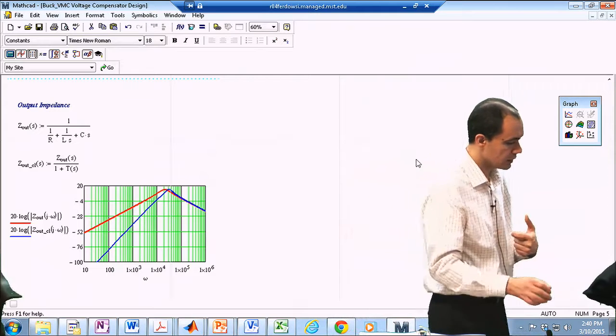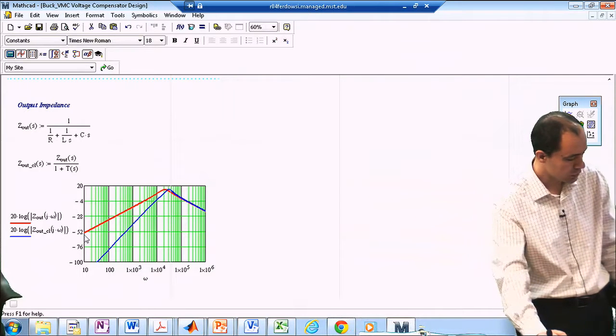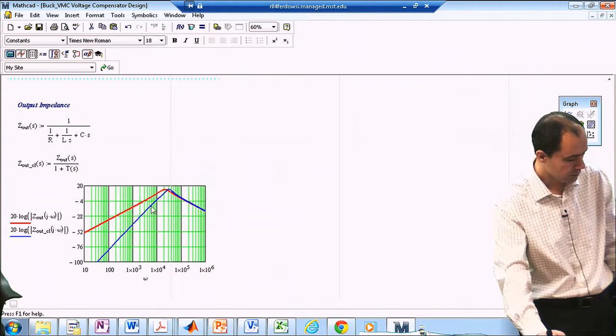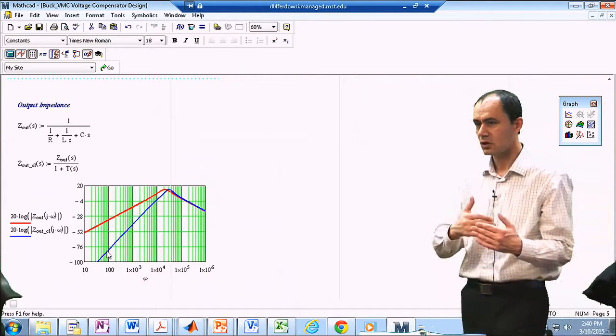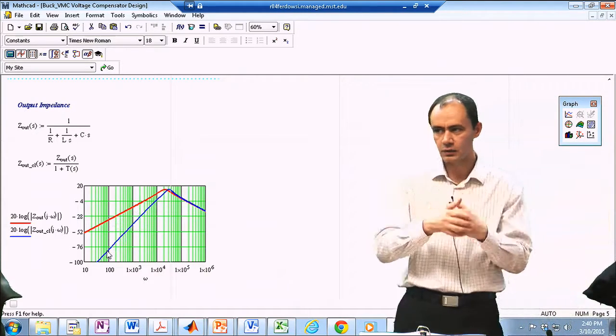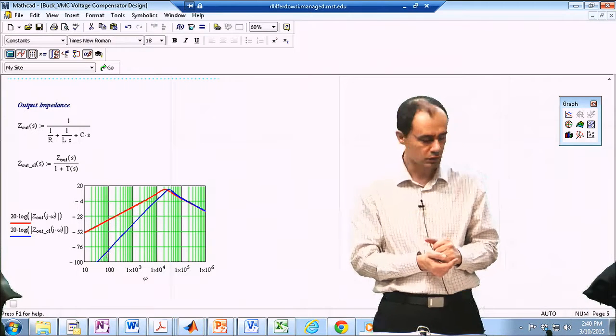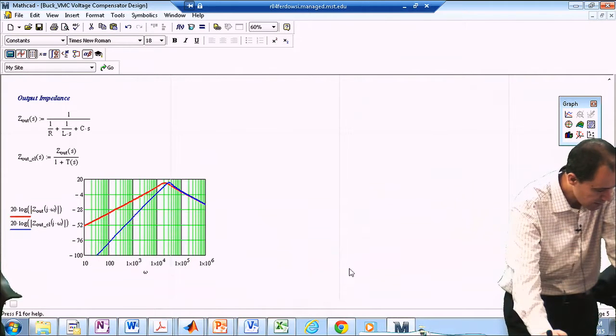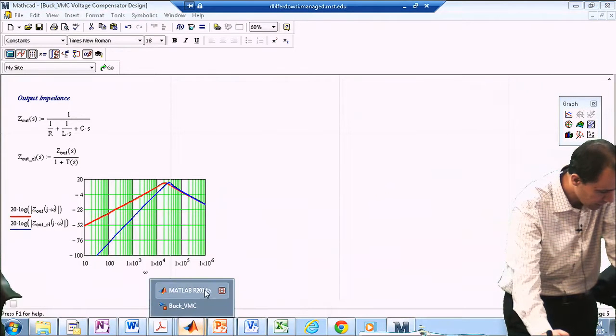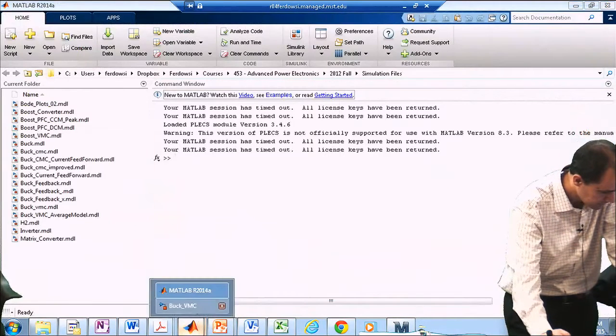The red one is the output impedance if you do not close the loop, and the blue one is your output impedance after you close the loop. Again, you can see it's smaller, so it's contributing to dragging down your output impedance after you close the loop. All right, so this is all frequency domain design. Now let's take a look at the time domain design.